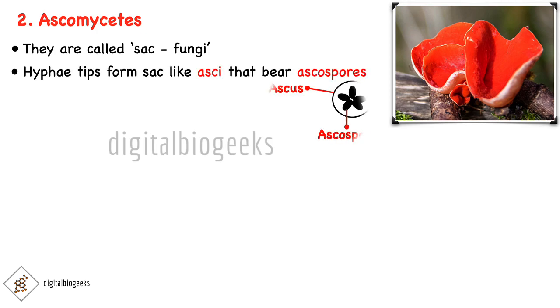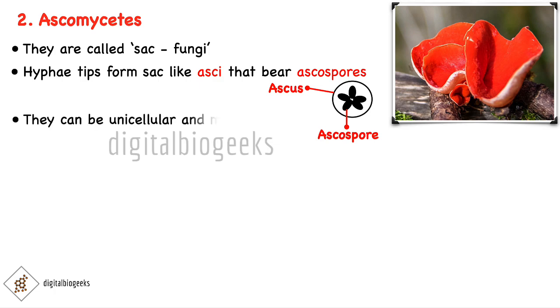The second class is called Ascomycetes. They are called sac fungi, and they are called so because during sexual reproduction, their hyphal tips form sac-like structures called ascus that bear sexual spores called ascospores. This is one ascus. If multiple ascuses are there, they are called asci. And inside one ascus, there are ascospores, which are the sexual spores.